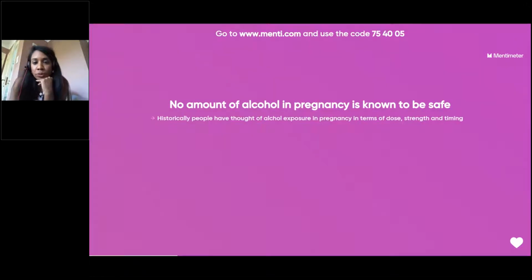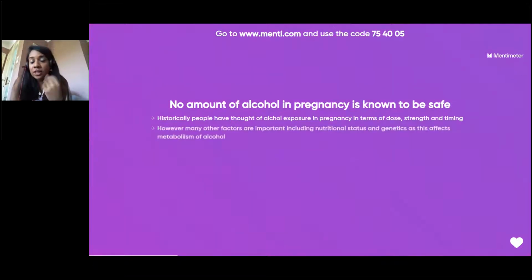So historically, people have thought of alcohol exposure in pregnancy in terms of dose, so that the more you have, the worse the fetus will be affected. We've thought about it in terms of the strength as well, how much alcohol you use and what type of alcohol, and also the timing. So historically, people may have said it has more of an effect in the first trimester when the fetus is developing more rapidly. But actually, what we know now is that there are lots of factors that are really important when it comes to alcohol exposure in pregnancy affecting a fetus.